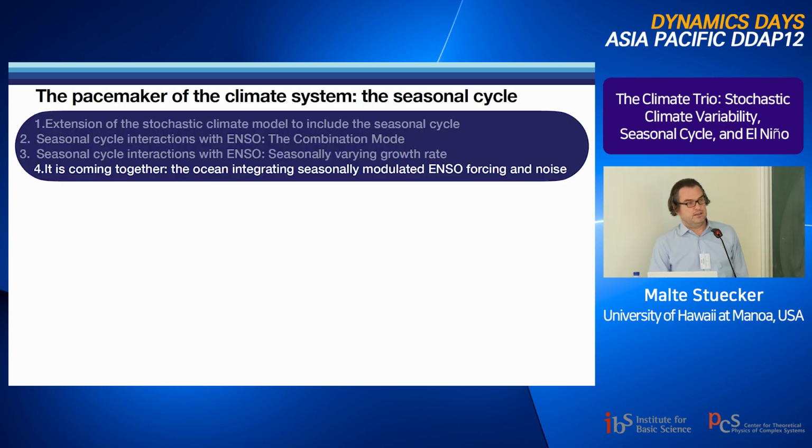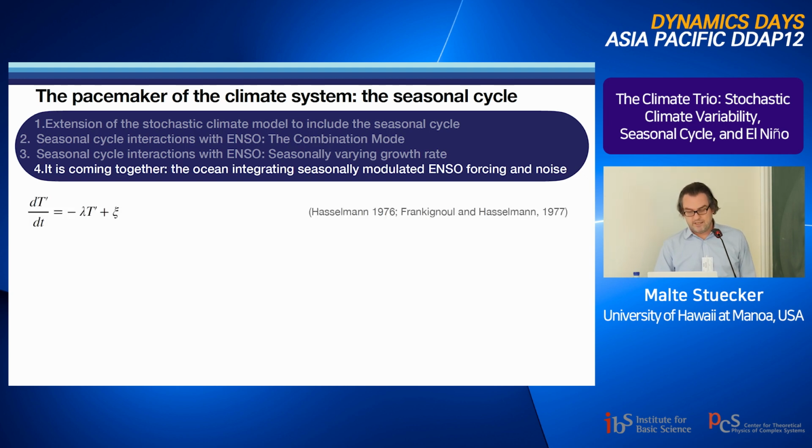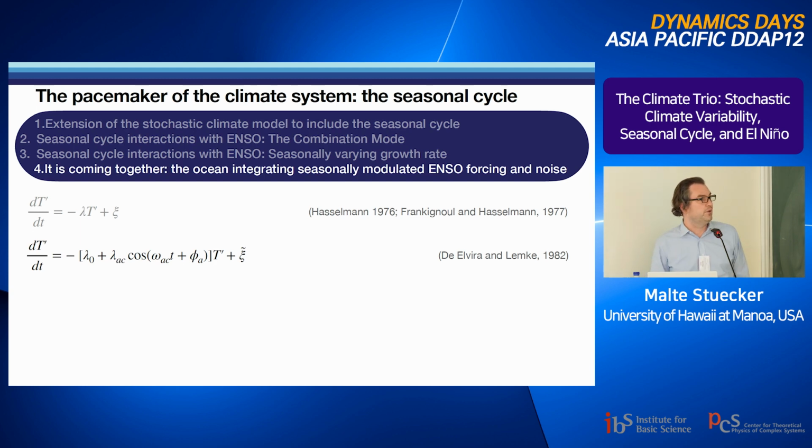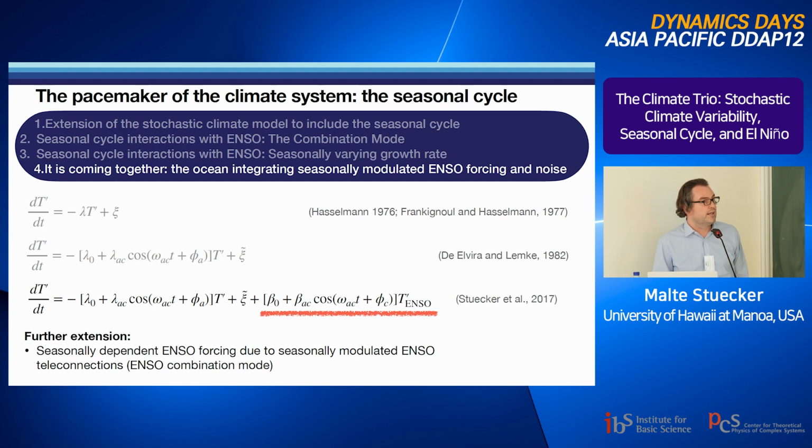In this case, we might want to consider an ocean outside of the tropical Pacific that's just integrating ENSO teleconnections, so seasonally modulated ENSO forcing, and also noise. Now, we had the Hasselmann model, we had the extension with a seasonally modulated damping rate, and now we can add one more term on the right-hand side, and that is both the linear and the combination mode ENSO forcing.